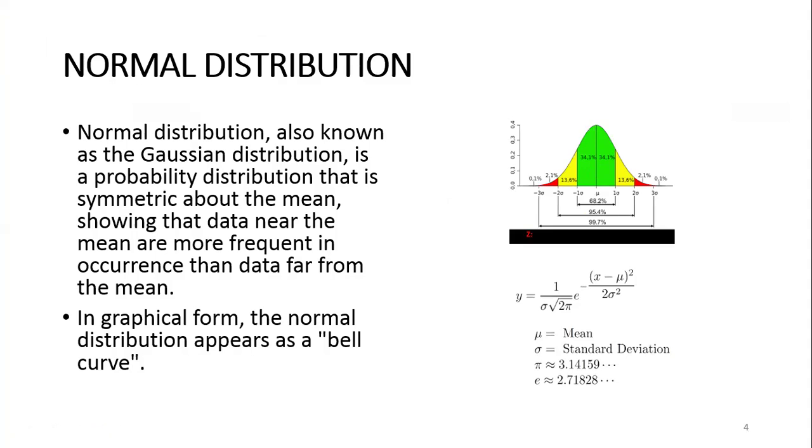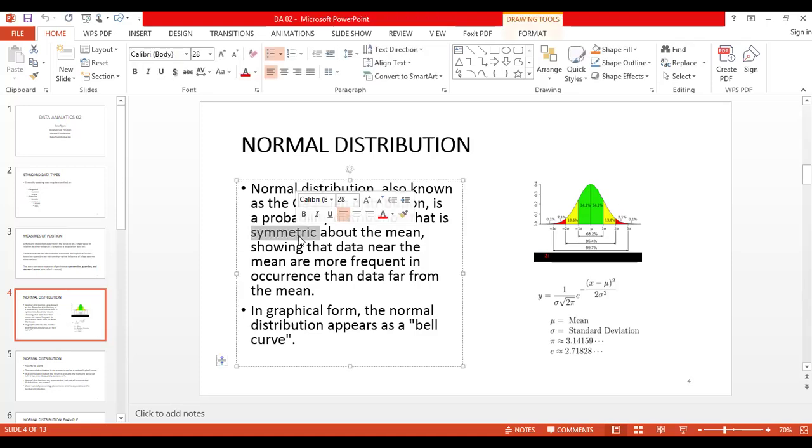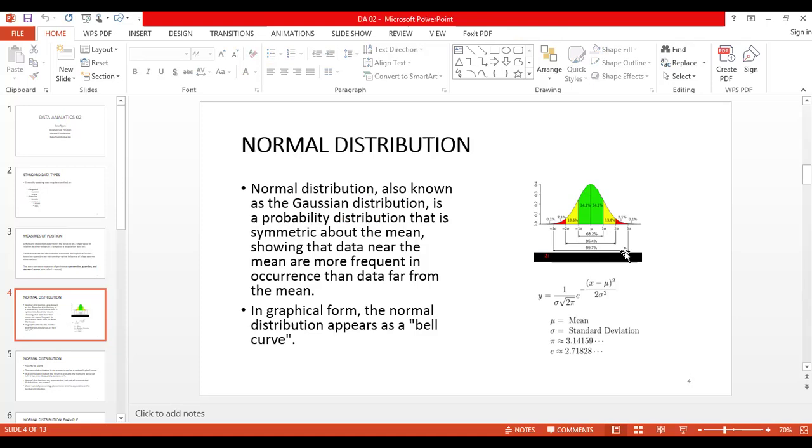You can see the shape yourself. If you are to cut this through the center here, the right and the left side are exactly the same. That's what is meant by being symmetric about the mean. The mean is at the center in a normal distribution. In fact, mean, median, and mode, they are all at the center. We'll see all that shortly.